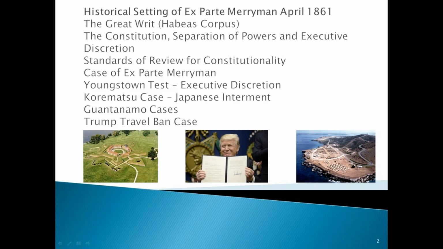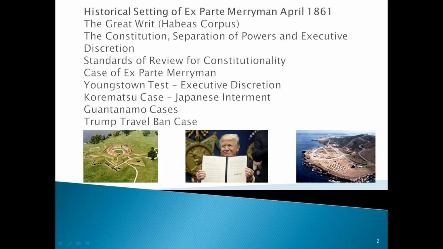And then we're going to look at kind of a little bit in depth into the case of Ex parte Merryman, and then a test that came up. So we're going to bounce around in history a little bit. A test that came up after World War II is the Youngstown test, which came up in a case under President Truman. After that, we're going to look at an application of a very, very important case which just recently got overturned called the Korematsu case.